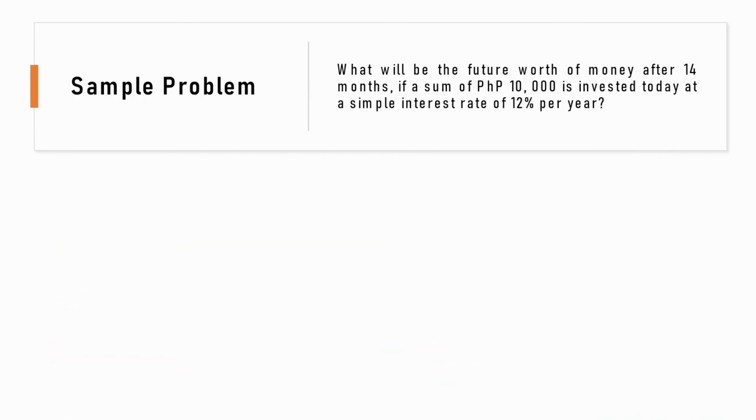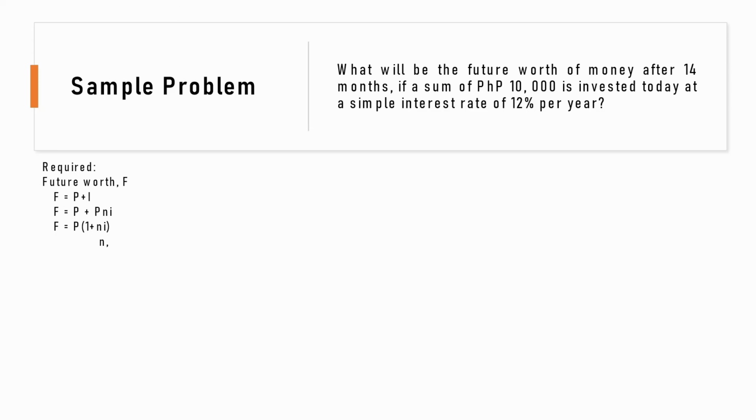So apply naman natin, kunin natin yung future worth dito sa next sample problem. So what will be the future worth of money after 14 months? If a sum of 10,000 pesos is invested today at a simple interest rate of 12% per year. So required yung future worth F. So yung future worth F equal yun sa principal plus yung interest. So F is equal to P plus PNI. And then F is equal to P multiply sa 1 plus NI. And then yung P equal yun sa 10,000. And then yung N equal yun sa 14 months.